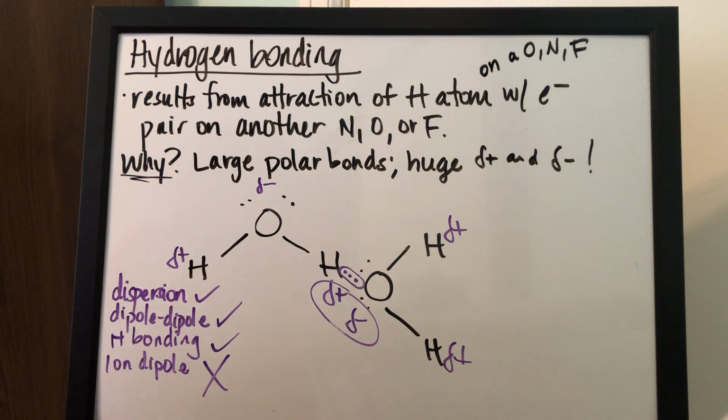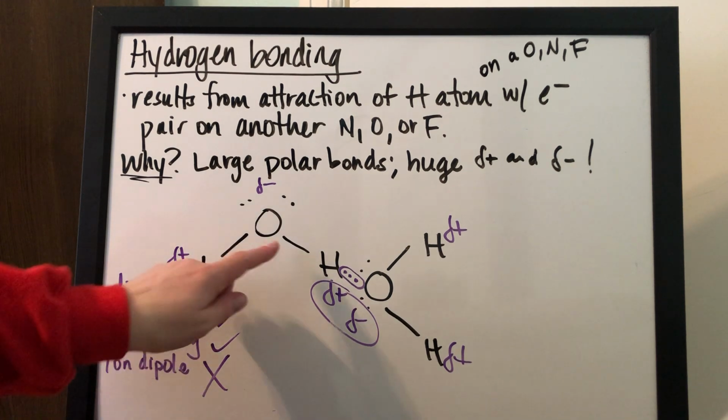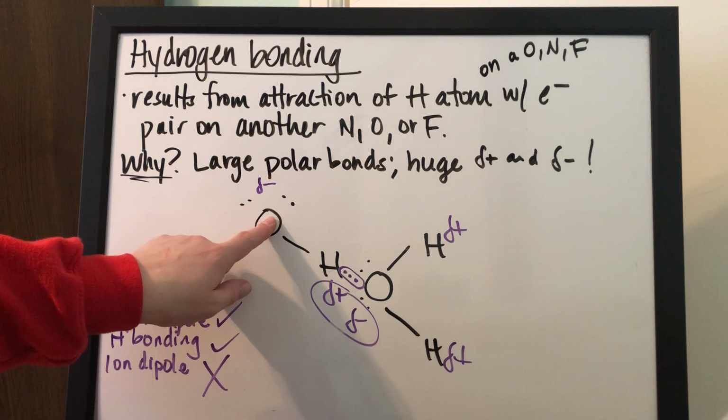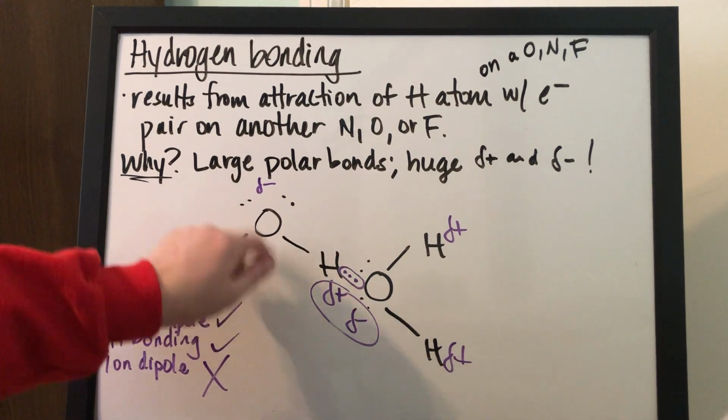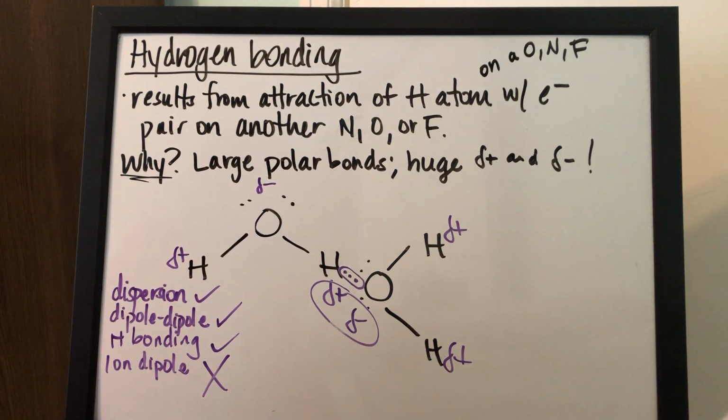Okay, so we're going to see in this practice that because this H is attracted to this O, it becomes very partially positive. That's the reason this H can then hydrogen bond with the lone pair on the oxygen. If the H isn't on an O, N, or an F, it can't hydrogen bond. So let me say that again. If the H isn't on an O, N, or an F, it can't hydrogen bond.